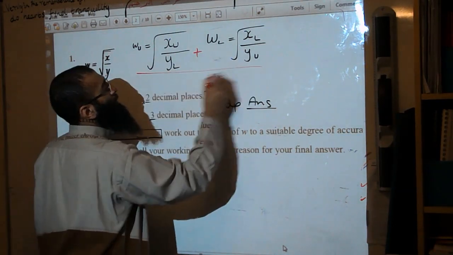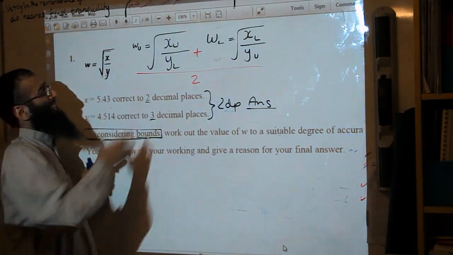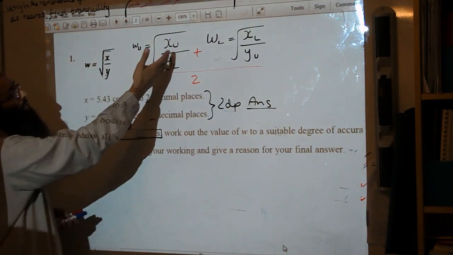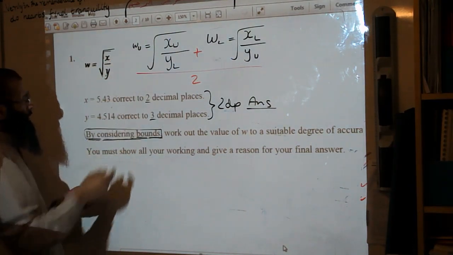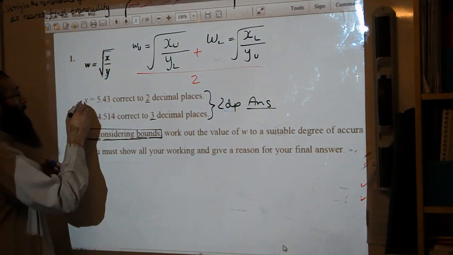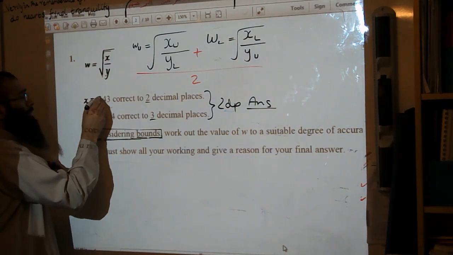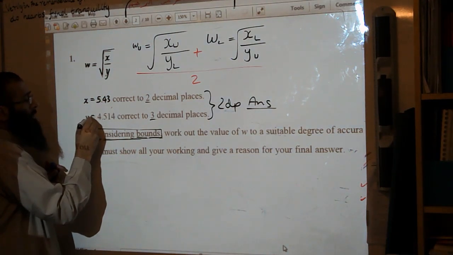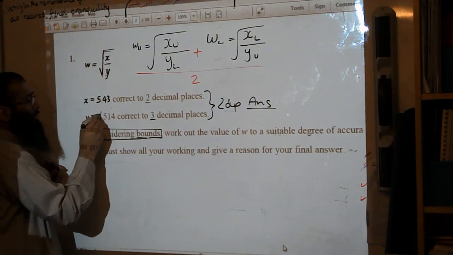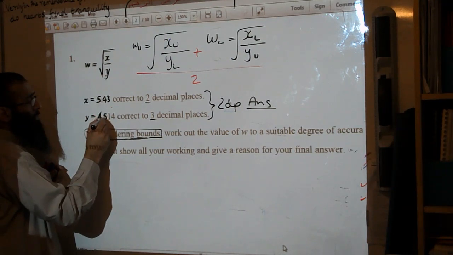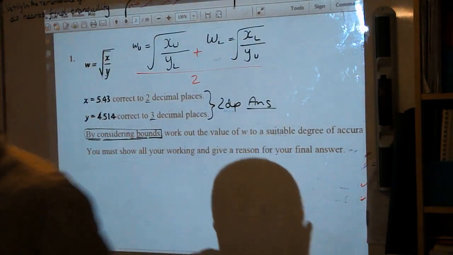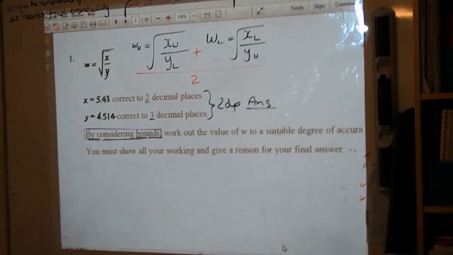And then we're going to divide it by 2. That's the idea. So we need to start looking at what is the upper and lower bound of these particular values. So we know... double check, let's play the video.